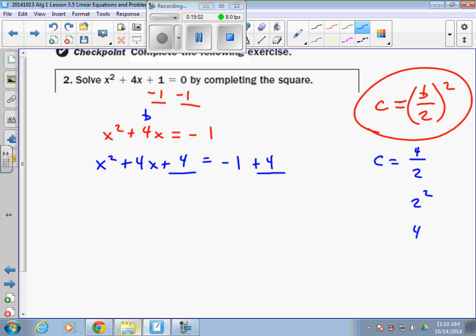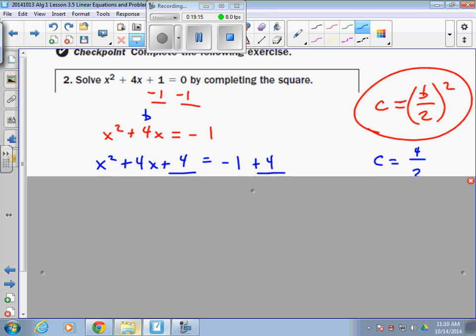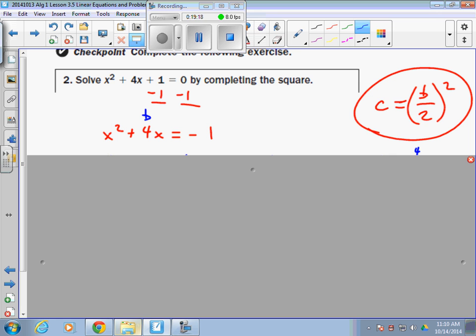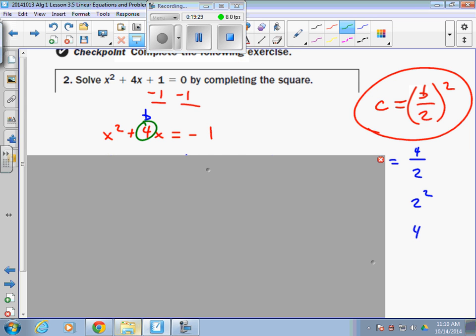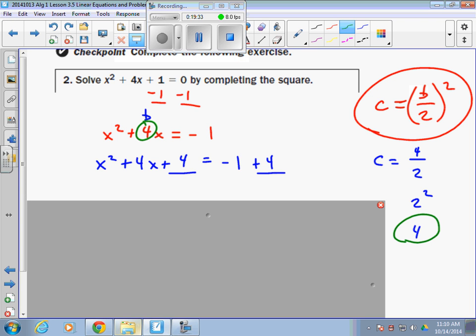Okay, went a little bit longer with this one. The first thing you want to do is move plus 1 over by subtracting it. If you subtract 1 on the left, you have to do it on the right. So what it gives you there is x squared plus 4x equals negative 1. Then you want to find a new c value. Remember, c is b divided by 2 squared. So b in this case is 4. So 4 divided by 2 we know is 2. And 2 squared, our new c value is going to be 4.